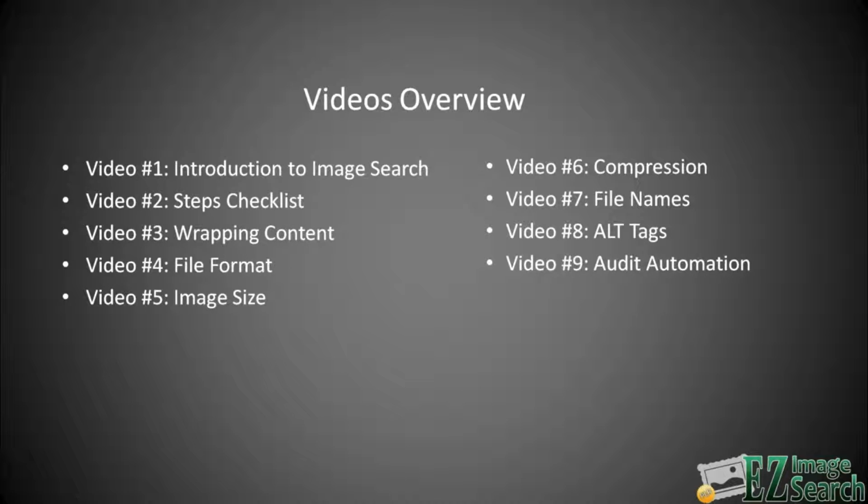Video number 6, we're going to talk about compression, essentially the idea of trying to make your images smaller. How do you do that? How do you go about doing that? If you have thousands of images on your WordPress site already, how do you go about doing that without having to compress them one by one? And video number 7, we'll talk about file names, why that is important. And a lot of these elements are actually very commonly overlooked. Video number 8, we're going to talk about alt tags. And this is the one that most people focus on.